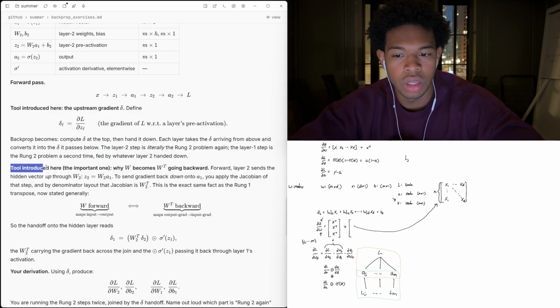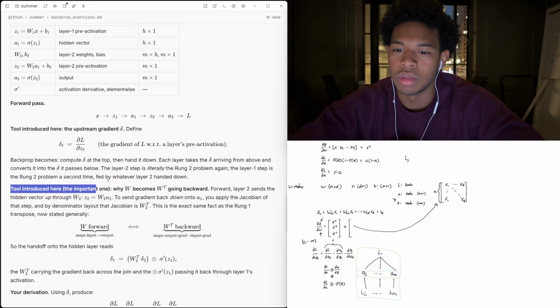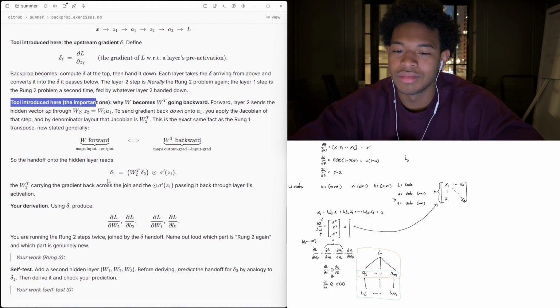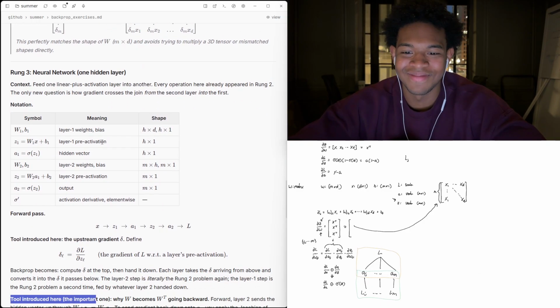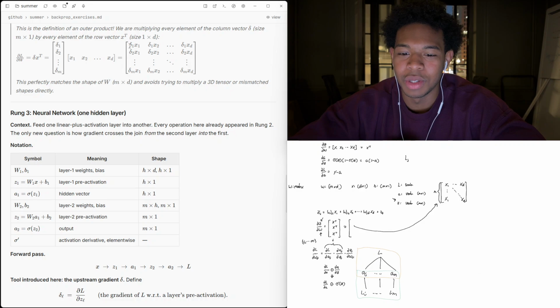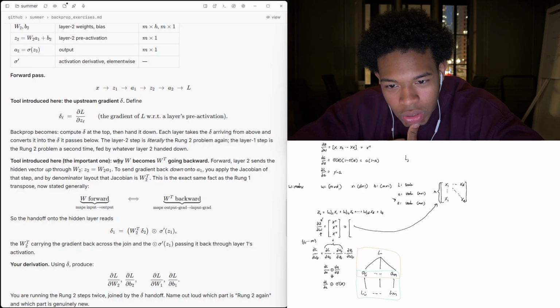Tool introduced here, the important one. What? When did W become transposed? It wasn't transposed here. We didn't even have W in it. Let's see. Tool introduced here: why W becomes W transpose going backward.